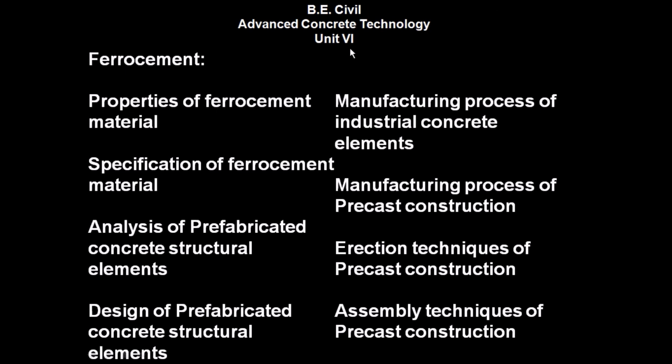So unit 6 includes ferrocement, properties of ferrocement material, specification of ferrocement material, analysis of prefabricated concrete structural elements, design of prefabricated concrete structural elements, manufacturing process of industrial concrete elements, manufacturing process of precast construction, erection techniques of precast construction, assembly techniques of precast construction.